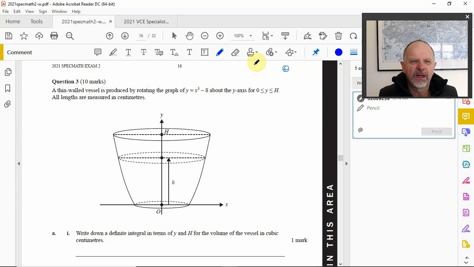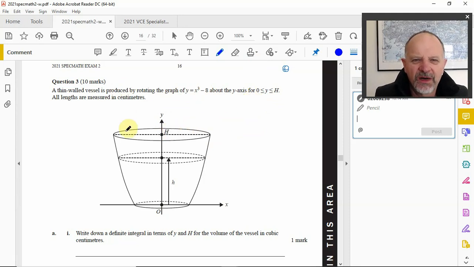Okay, here we are, VCAA 2021 Specialist Maths Exam 2, Section B, Question 3. A thin-walled vessel is produced by rotating the graph of y equals x cubed minus 8 about the y-axis between 0 and h. So in part 1, we're going to have to set up an integral.